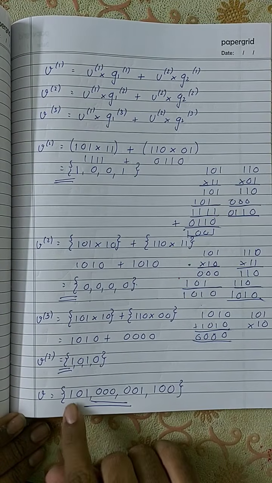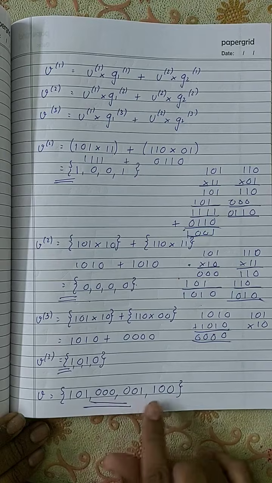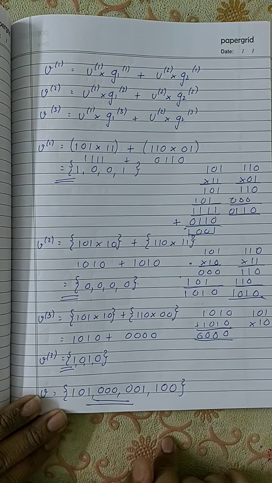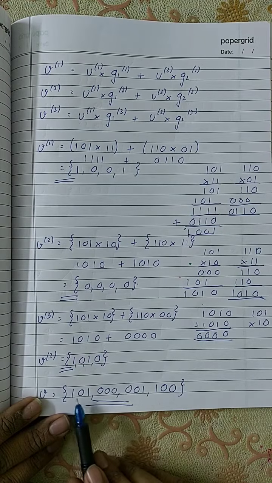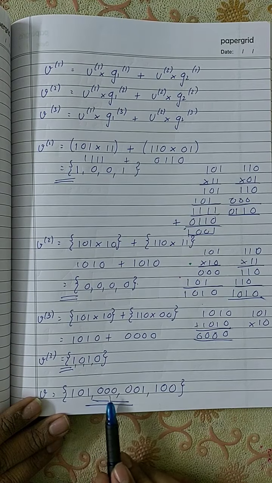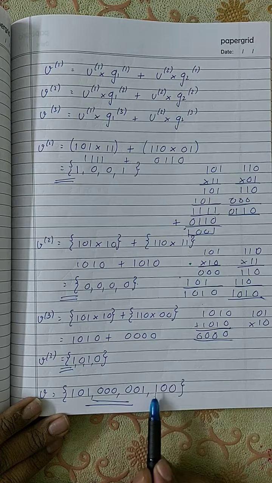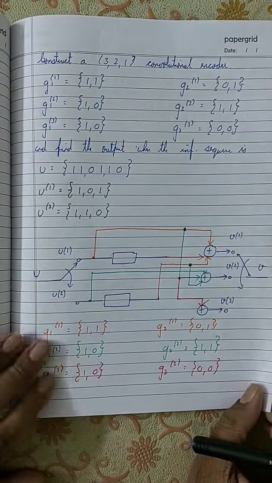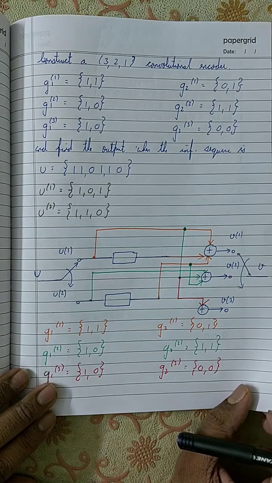That is 101, 00, 001, 10, right? That's it, these are the values. So here you can look: 1, 2, 3, 4, 5, 6, 7, 8, 9, 10, 11, 12. The number of output bits is equal to 12.